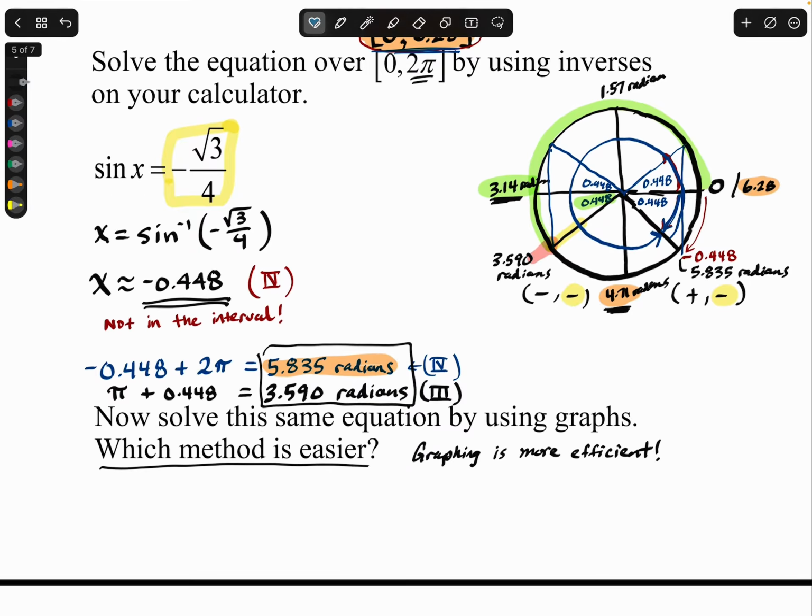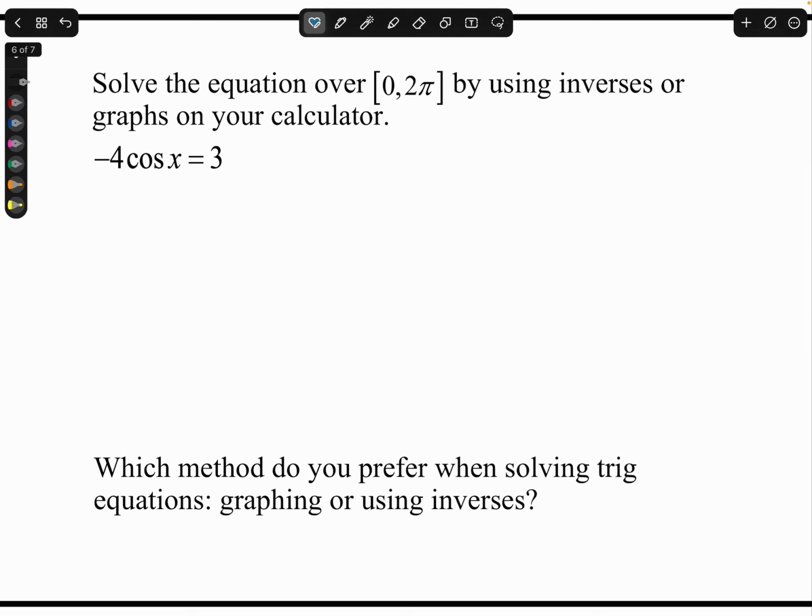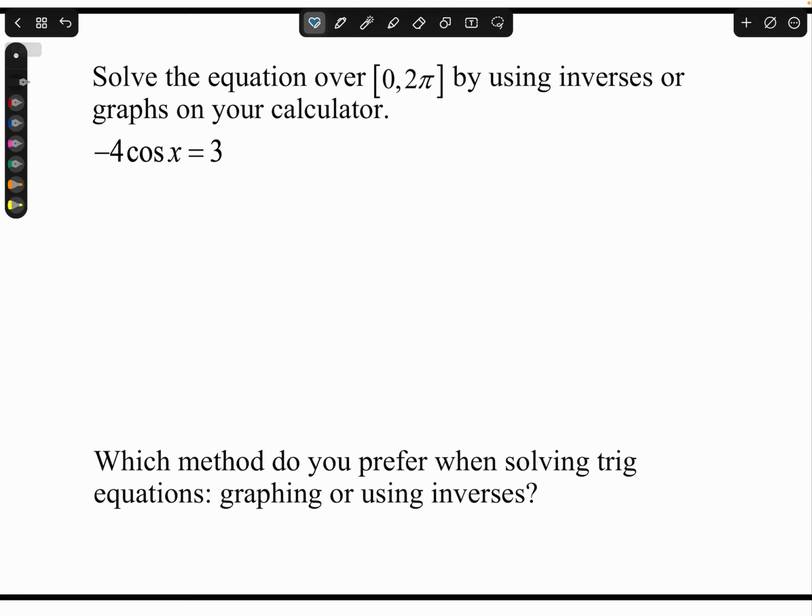All right, let's jump in here. We got one more to do. Solve the equation over 0 to 2 pi by using inverses or graphs on your calculator. So the first one we have is -4 times the cosine of x equals 3. Remember our goal is to isolate that trig word. Let's just go ahead here and divide each side by 4 first. So if I do this here, I have the cosine of x is equal to -3/4.